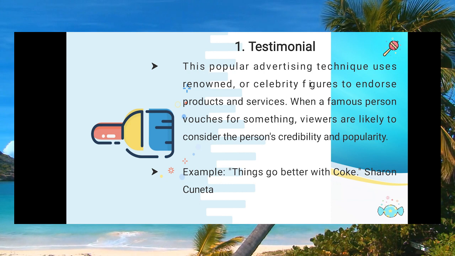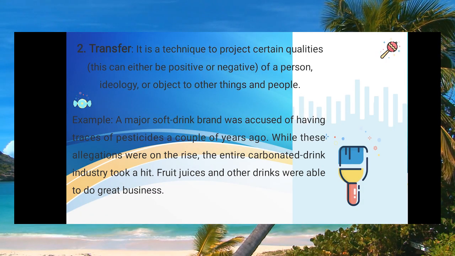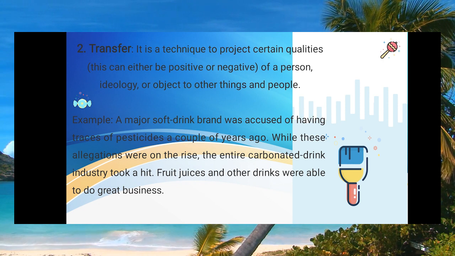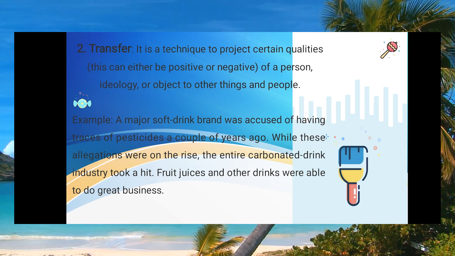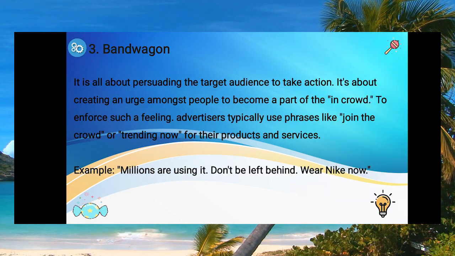For example, "Things Go Better with Coke" by Sharon Cuneta. Transfer. It is a technique to project certain qualities. This can either be positive or negative of a person, ideology, or object to other things and people. Like for example, a major soft drink brand was accused of having traces of pesticides a couple of years ago. While these allegations were on the rise, the entire carbonated drink industry took a hit. Fruit juices and other drinks were able to do great business.